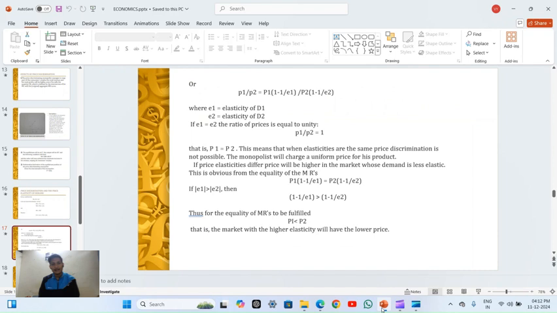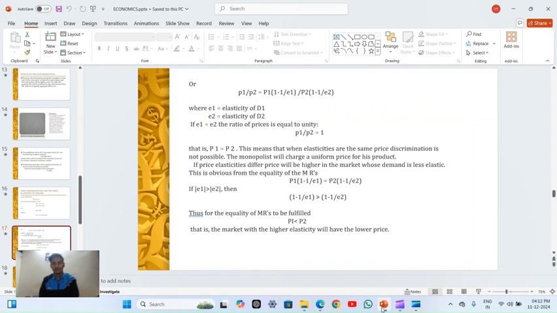Or we can also write that P1 by P2 equal to (1 minus 1 upon E2) divided by (1 minus 1 upon E1). Here E1 is the elasticity of D1, E2 is the elasticity of D2. If E1 equal to E2, the price ratio is equal to unity, P1 by P2 equal to 1. That is P1 equal to P2. This means that when elasticities are the same, price discrimination is not possible. The monopolist will charge a uniform price for his product.